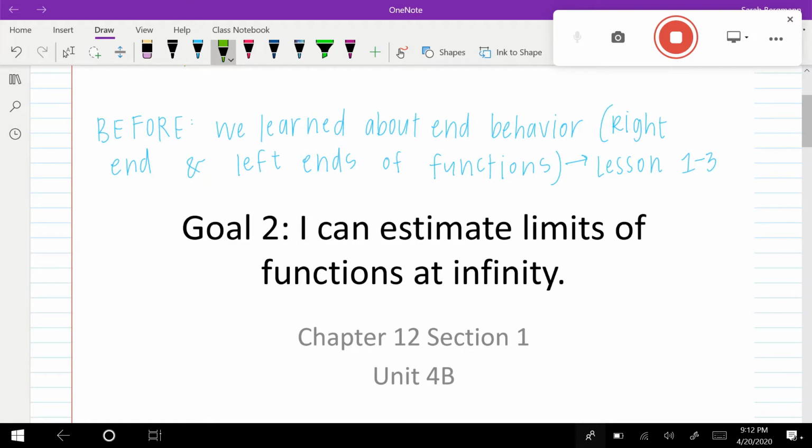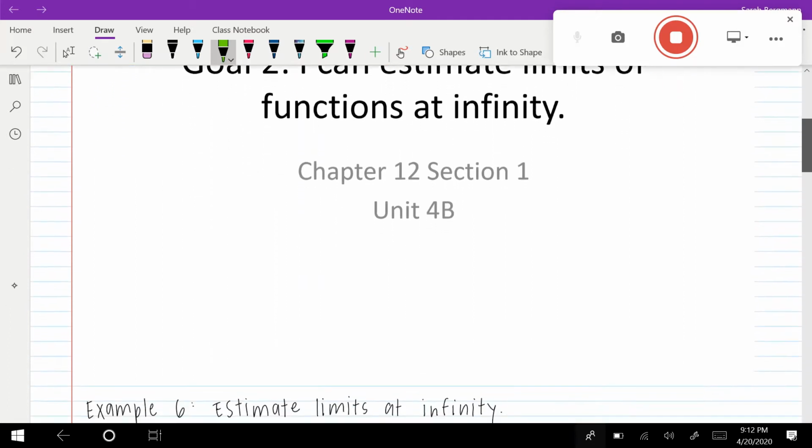So before, back in Chapter 1, Section 3, we learned about end behavior. We talked about the right ends and left ends of functions. And remember, the right end is approaching positive infinity. The left end is when we're talking about approaching negative infinity. And we say it either is going up, down, or approaching a number. So let's go over these again.